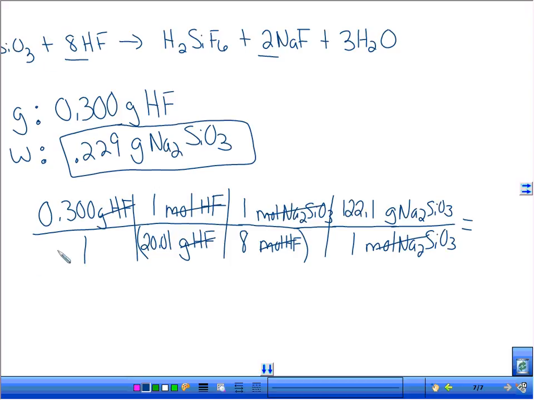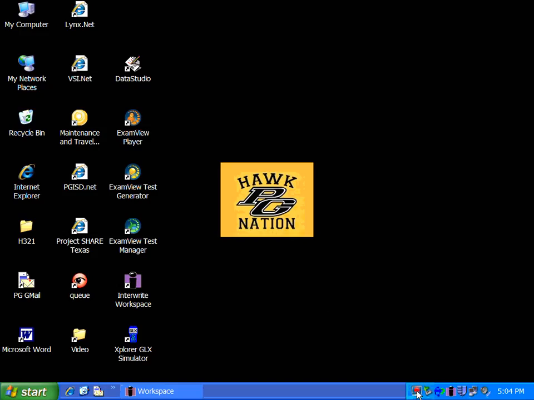Again, this is the mass problem. If you just look where you're going, your tic-tac will lead you exactly where you need to go. And I think most of you got really good at stoichiometry when you had pre-AP. So that's all for today.